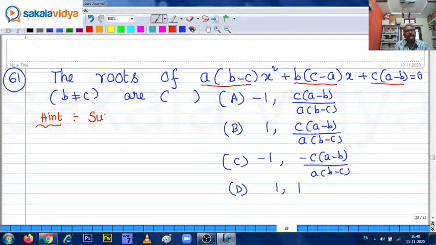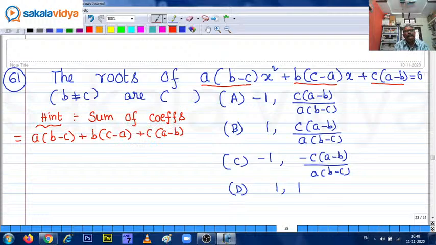Sum of coefficients. This equals A times (B minus C) plus B times (C minus A) plus C times (A minus B). We need to check it, that's all. Obviously you will get 0 because they are cyclic. AB minus CA, BC minus AB, plus CA minus BC. AB minus AB cancel, minus CA plus CA cancel, plus BC minus BC cancel. 0.